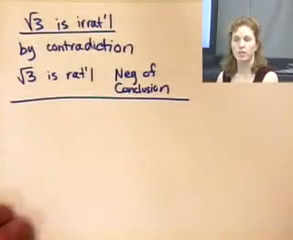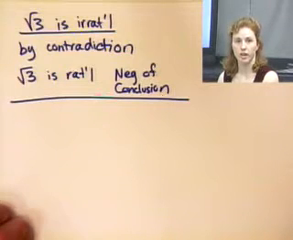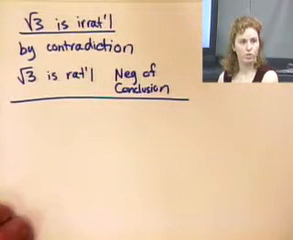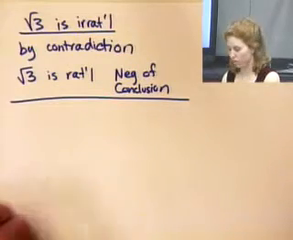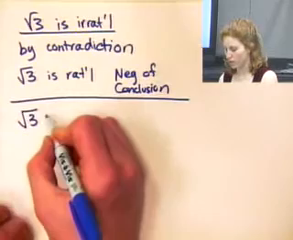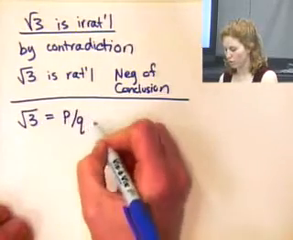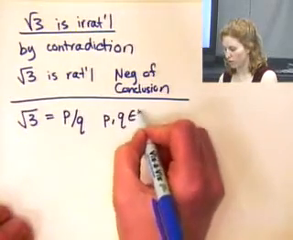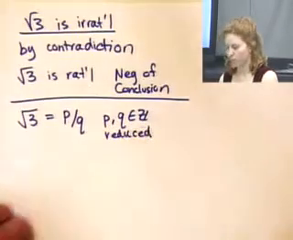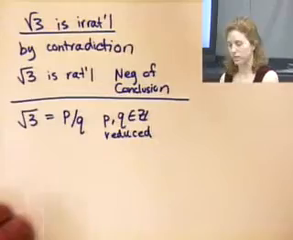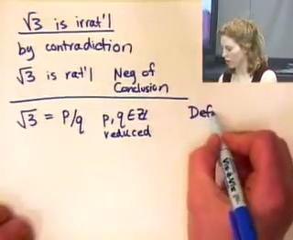So then we want to use the definition of rational to figure out what to do next. So rational means that we can write this number as a ratio of two integers. Let's say square root of 3 equals P over Q, where P and Q are in the integers and it's reduced. So they have no common factors, right? And this was because of the definition of rational.